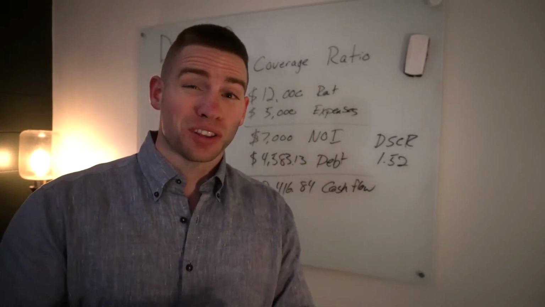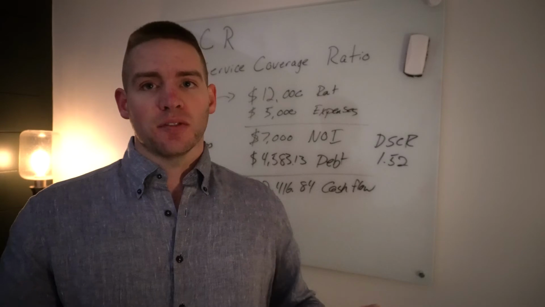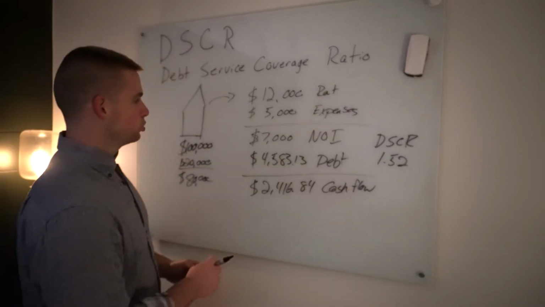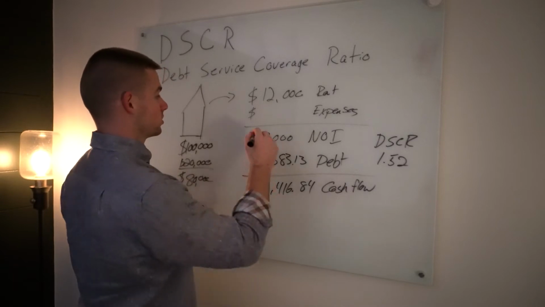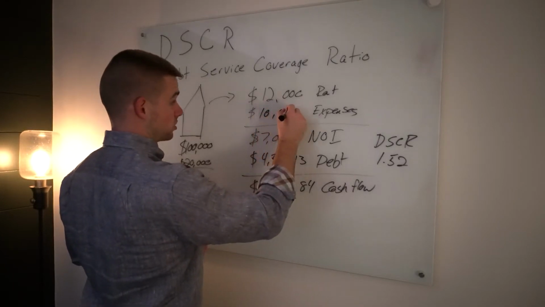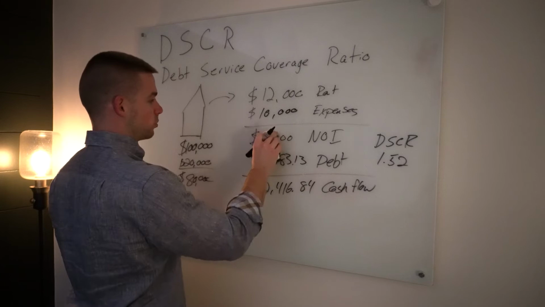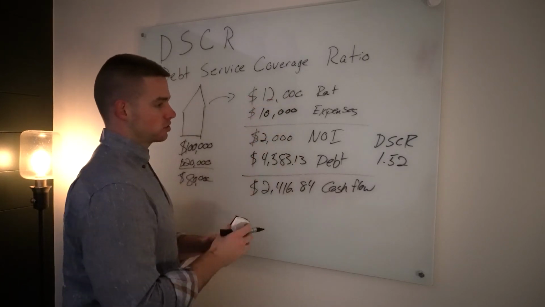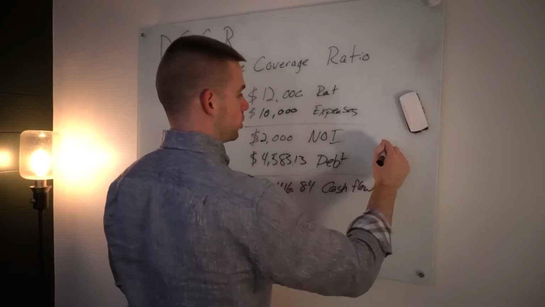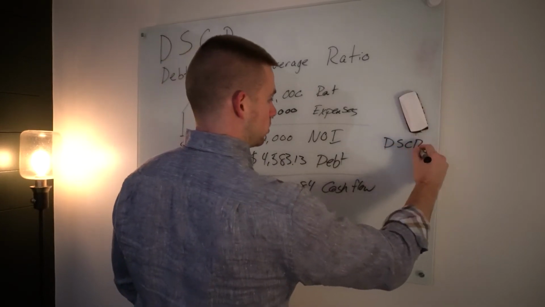And so if we have a number that's below, let's say for example, what if our expenses, instead of being $5,000, were $10,000? Okay, what would this number be here? Then our NOI, 12,000 minus 10,000, would be 2,000. What would our debt service coverage ratio be if that were the case?